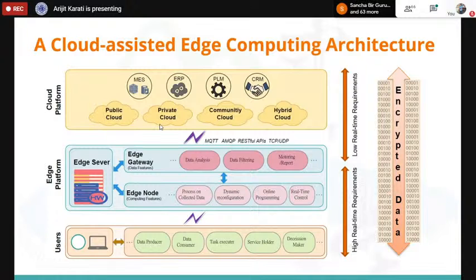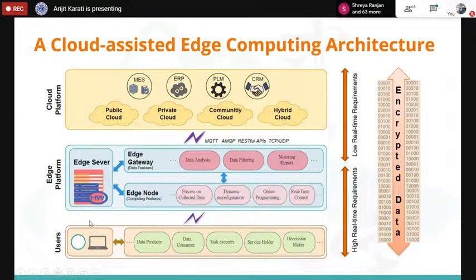On the other hand, the edge gateway does not actually interact with the user. The edge gateway interacts with the edge node and the cloud. You can think of it as a kind of bridge between the cloud and the edge nodes.